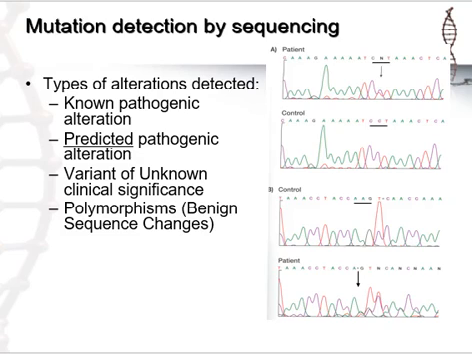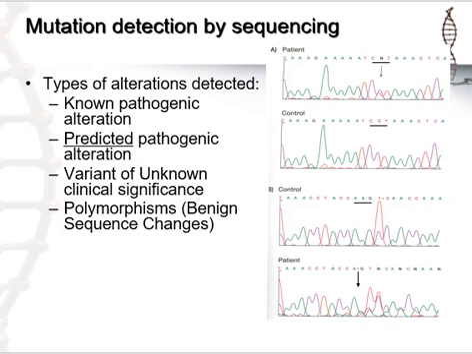Mutations detected by Sanger sequencing. The types of alterations detected: the first is a known pathogenic mutation. That means a change in the DNA that has been described before. The second is predicted pathogenic. When we look at this and use computer models, we would expect that the protein created by this change in amino acid would be a non-functional protein.